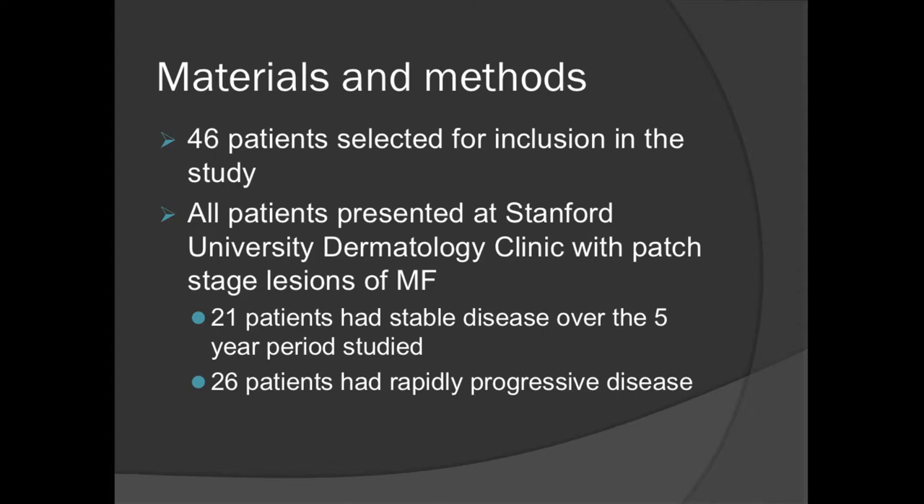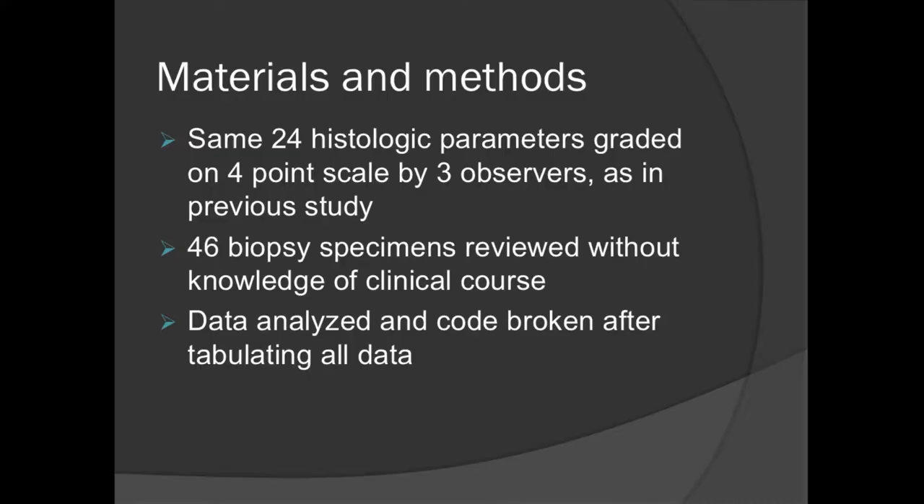Now, I have to tell you, I'll get back to this in a little while. That's unusual. Most patients with MF do not have rapidly progressive disease. They die with their disease, not of the disease, and it's a 30-year life course. So finding 26 patients with rapidly progressive disease, you had to have Stanford's mycosis fungoides clinic to even find that group of patients. So this is not at all a random thing.